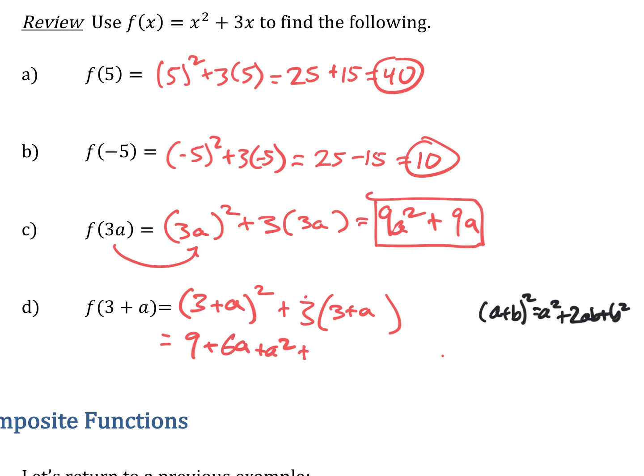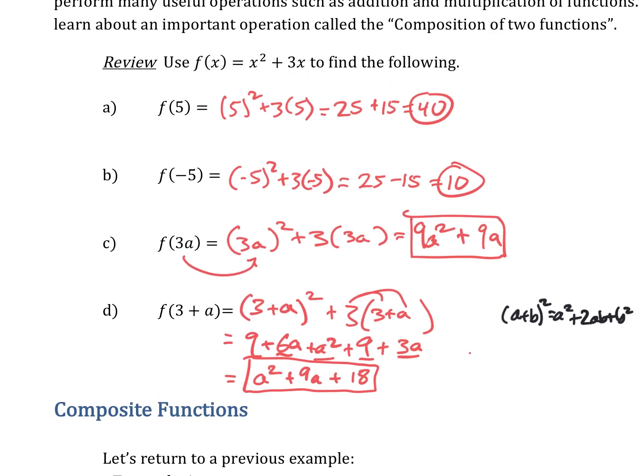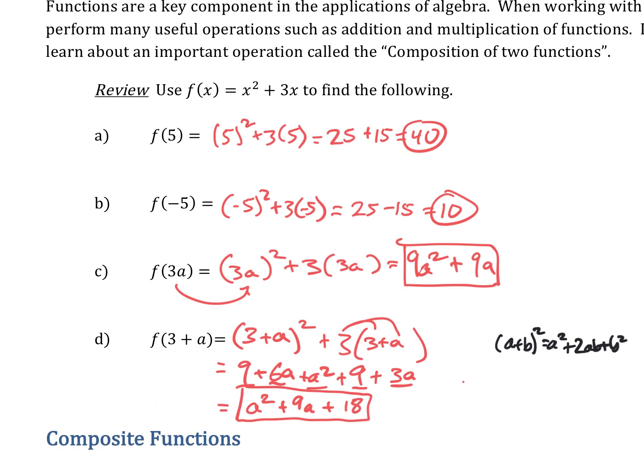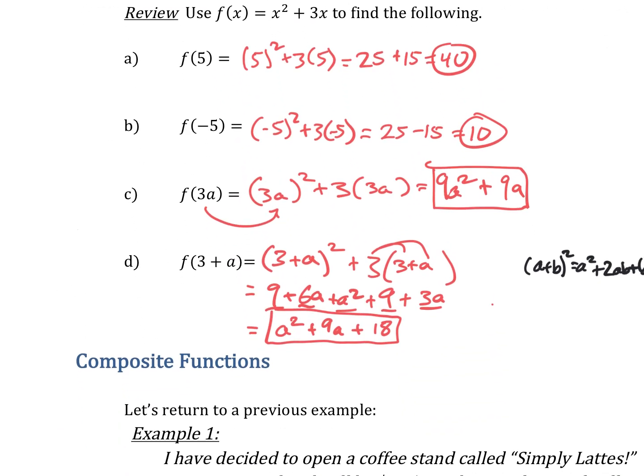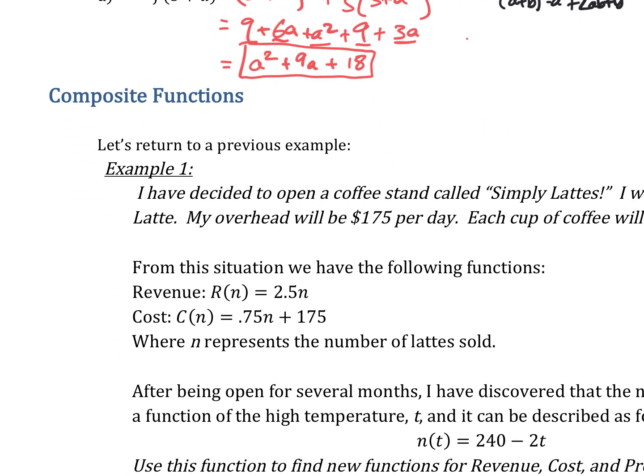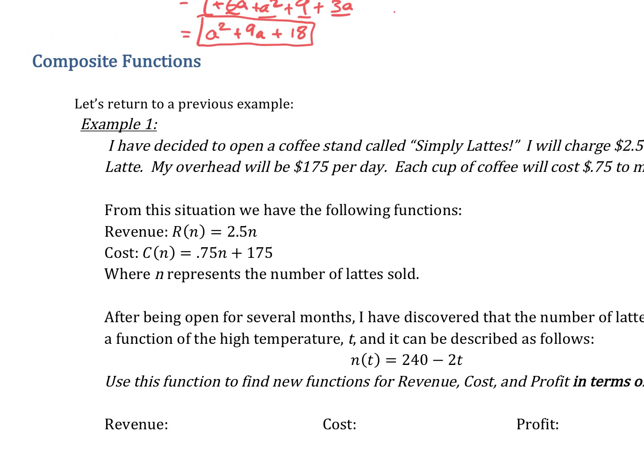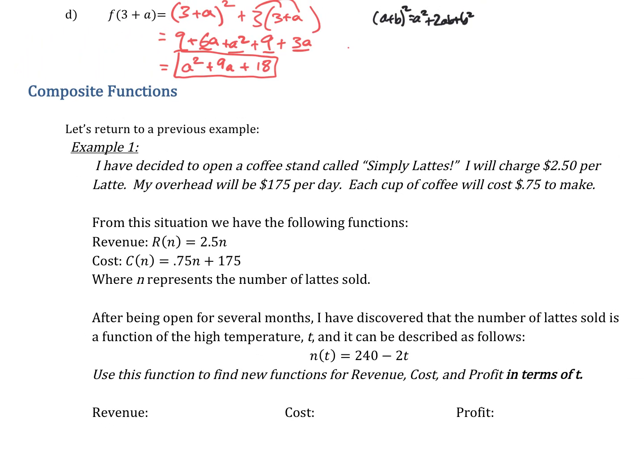If you want to write it out, you're welcome to. Distribute the 3: 3 times 3 is 9, 3 times a is 3a. And now all we've got left is to combine like terms. So we've got a squared, and we've got 6a and 3a, that's 9a. And we've got 9 and 9, that's 18. And we've got it. All right, so that's how we evaluate there. That's nothing terribly new, but now we're going to talk about composite functions and see how this applies to something called composite functions, all right?